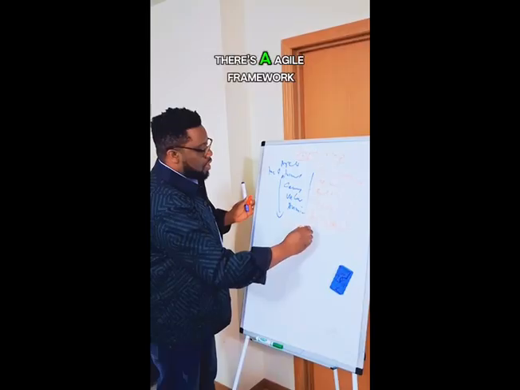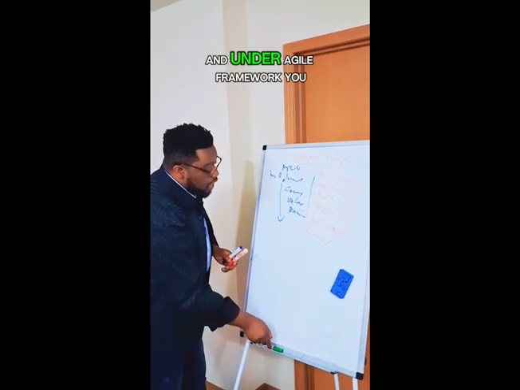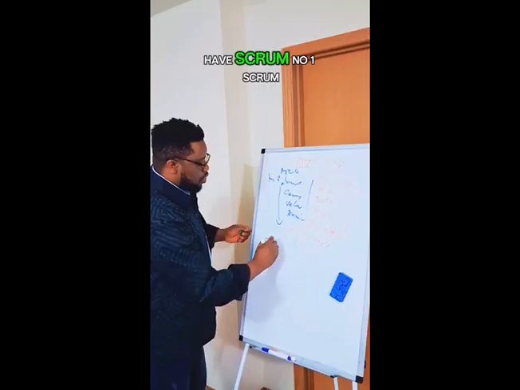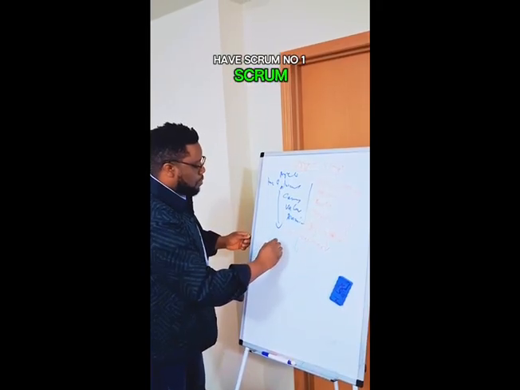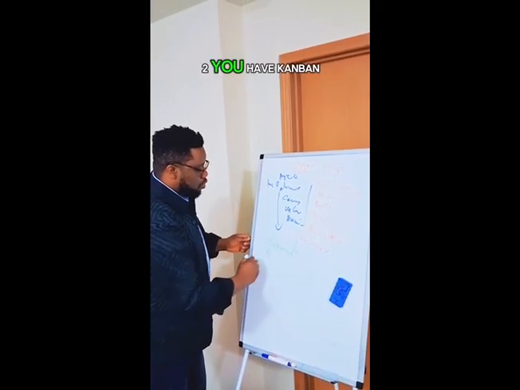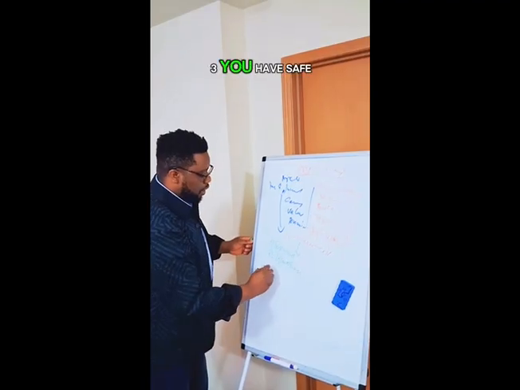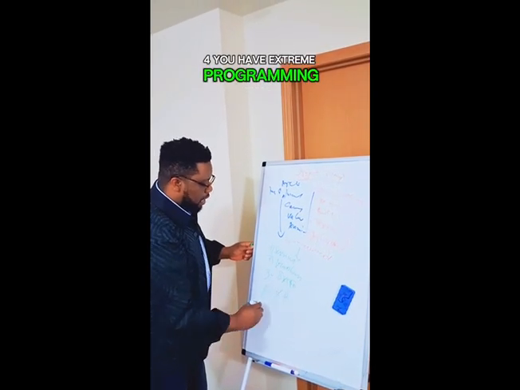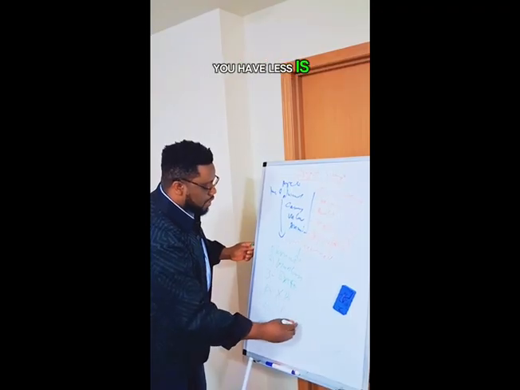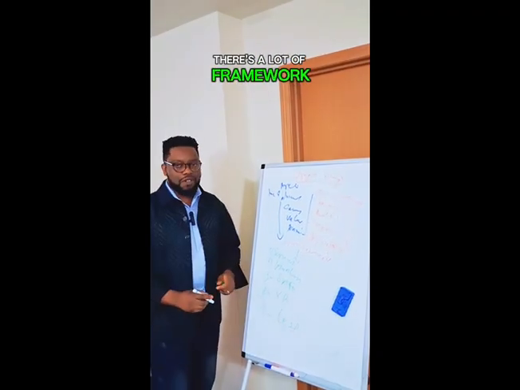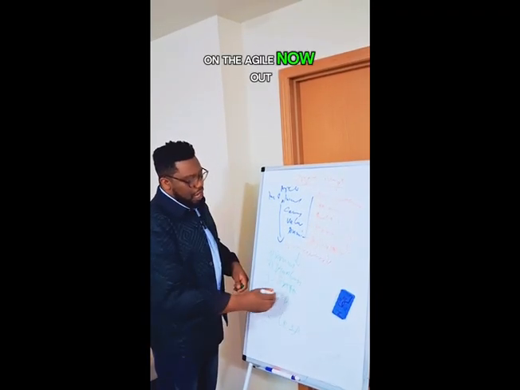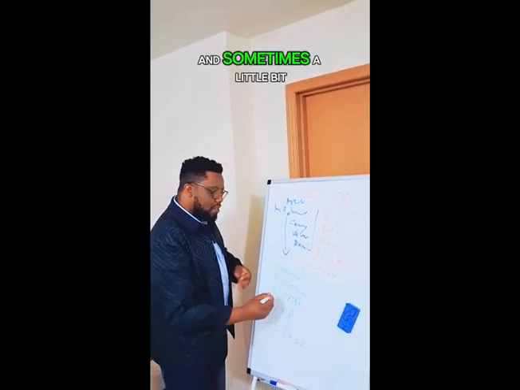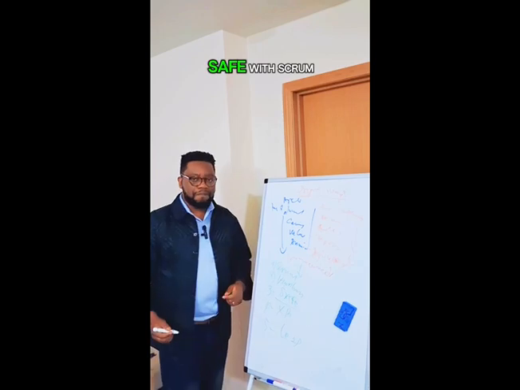Now, under agile, you have what we call the agile framework. And under the agile framework, you have, number one, Scrum. Two, you have Kanban. Three, you have SAFe. Four, you have extreme programming. Five, you have LeSS. There are a lot of frameworks under agile. Now, out there you will hear Scrum, Kanban, and sometimes a little bit of SAFe.